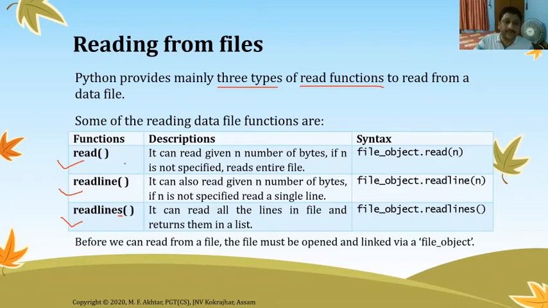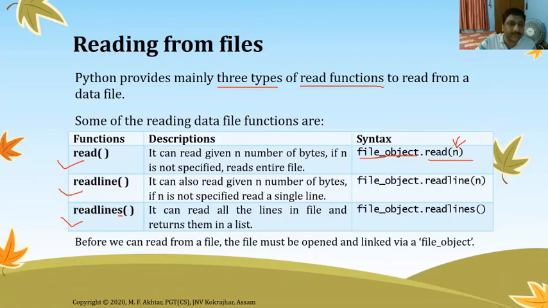The read function, the first one, can read a given n number of bytes. If n is not specified, it reads the entire file. This is the syntax. We have to give the file object, then dot, then read, and n. We can give n, meaning the number of bytes, how many characters we want to read from the file. We can mention a number, like 30 characters. And if we are not giving the value n, then it will read the entire file. The whole file will be read if nothing is given as the specified value.